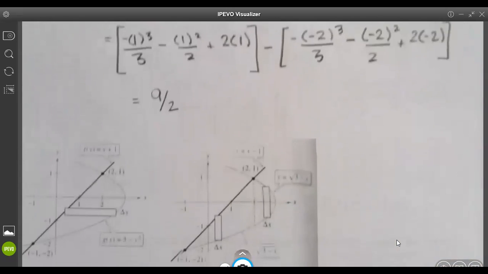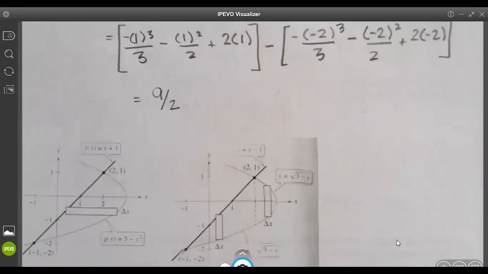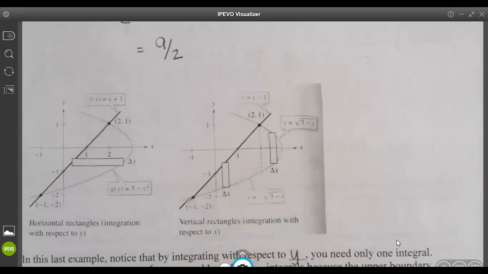At the bottom of this, it showed you those 2 curves. I did not have to graph them, but I didn't want you to look at those so that you weren't tempted to answer based on the graph. This is if they don't give you the graph. So in this last example, notice that by integrating with respect to y, you need only one integral. To integrate with respect to x, you would need 2 integrals because the upper boundary changes at x equals 2. So that's what it's trying to show you.